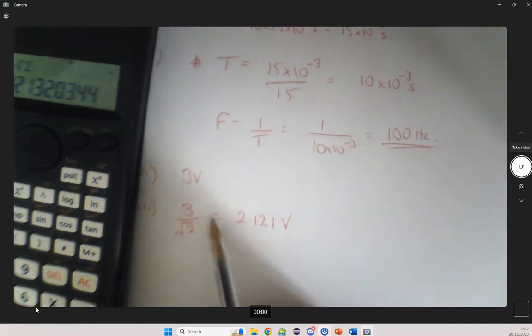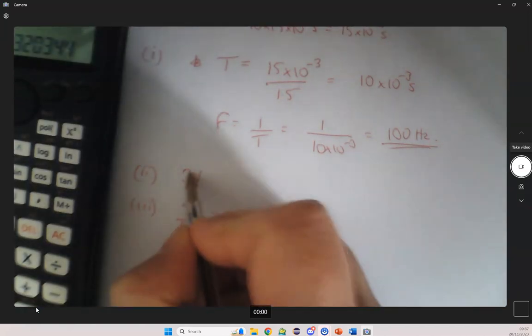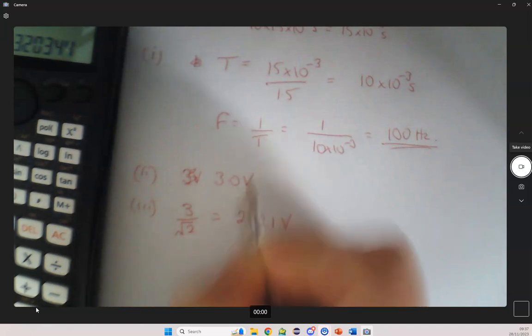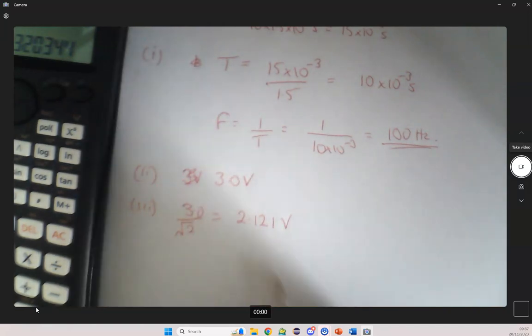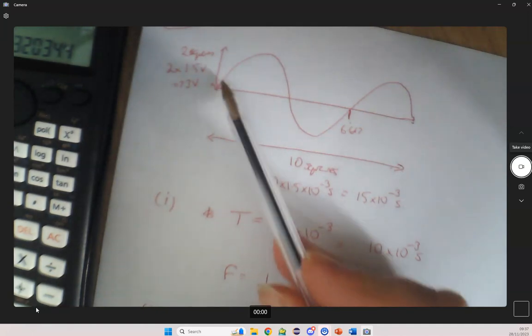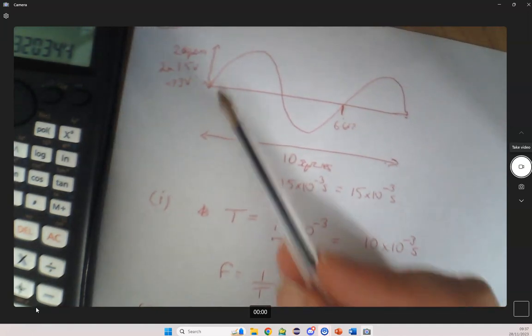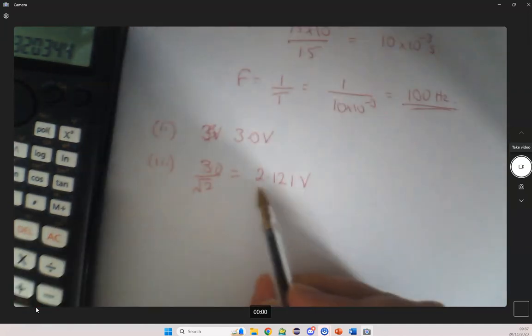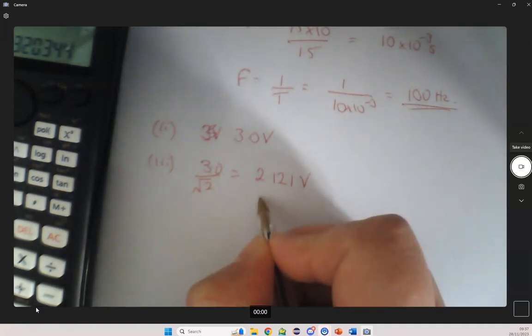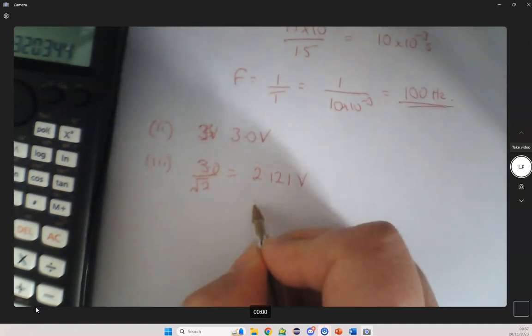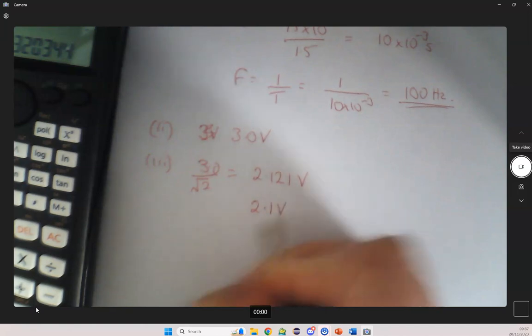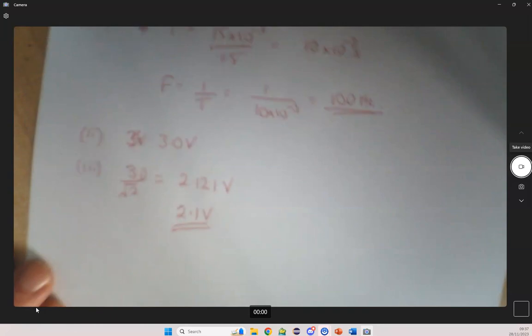volts. Now if I look at it, there's actually a better way of saying this. I reckon that was 3.0 volts, because I can read to at least 1 decimal place beyond volts. So therefore I got 2.121. I'm going to stick with 2 significant figures, so I've got 2.1 volts as my answer for the RMS voltage. Hope that helps. Thank you very much.